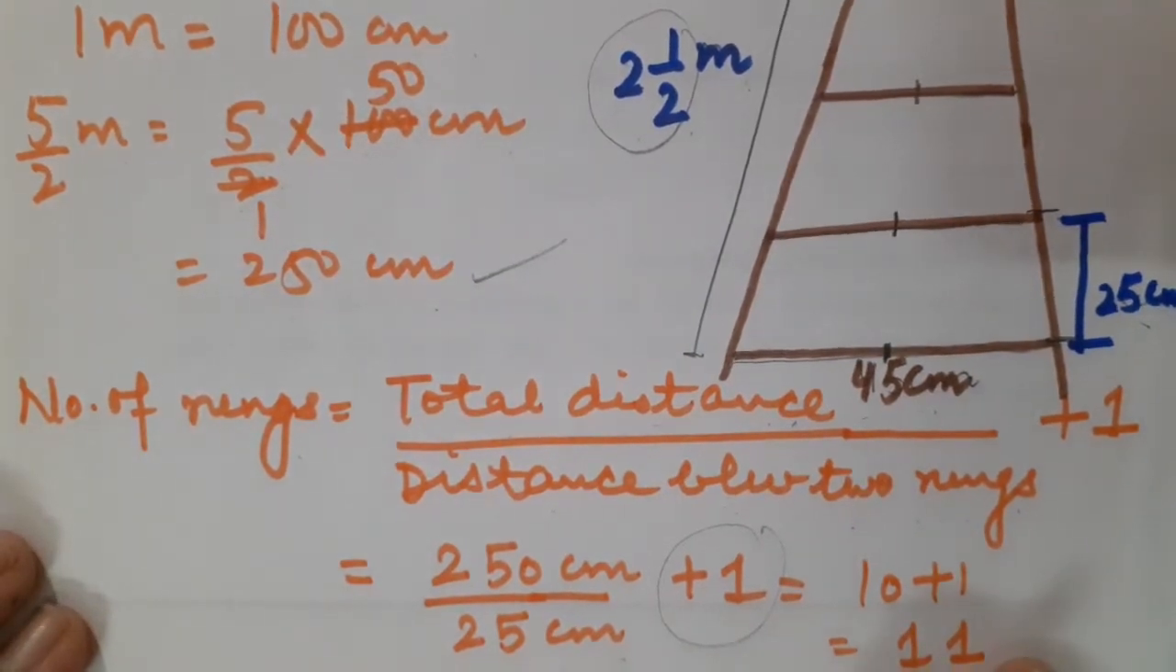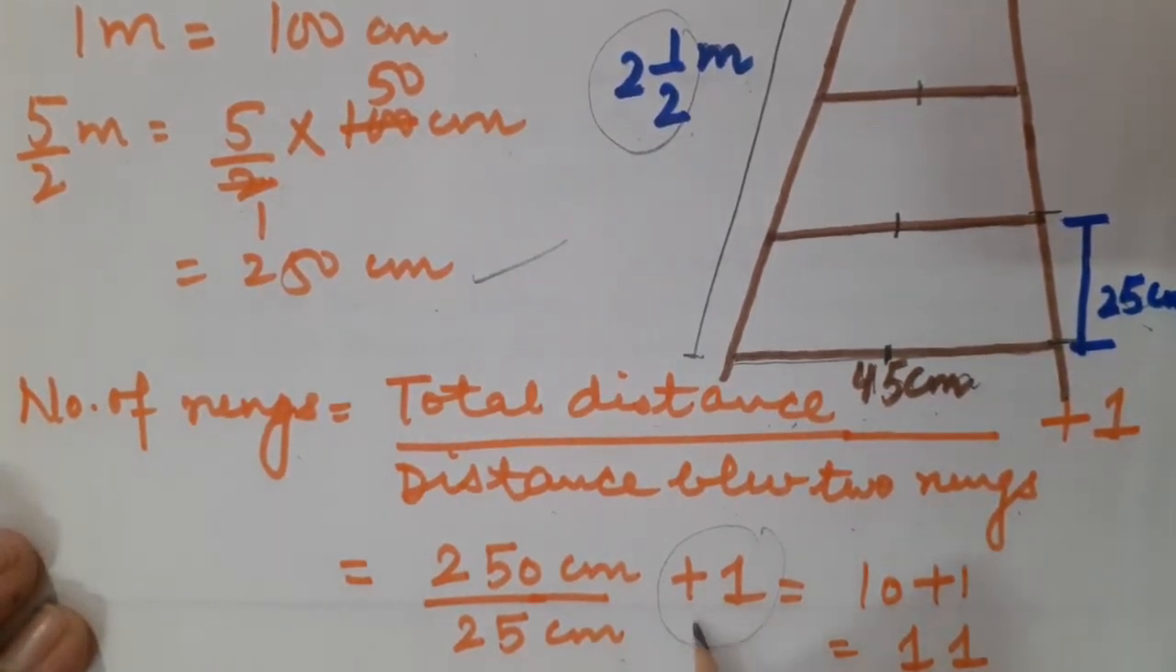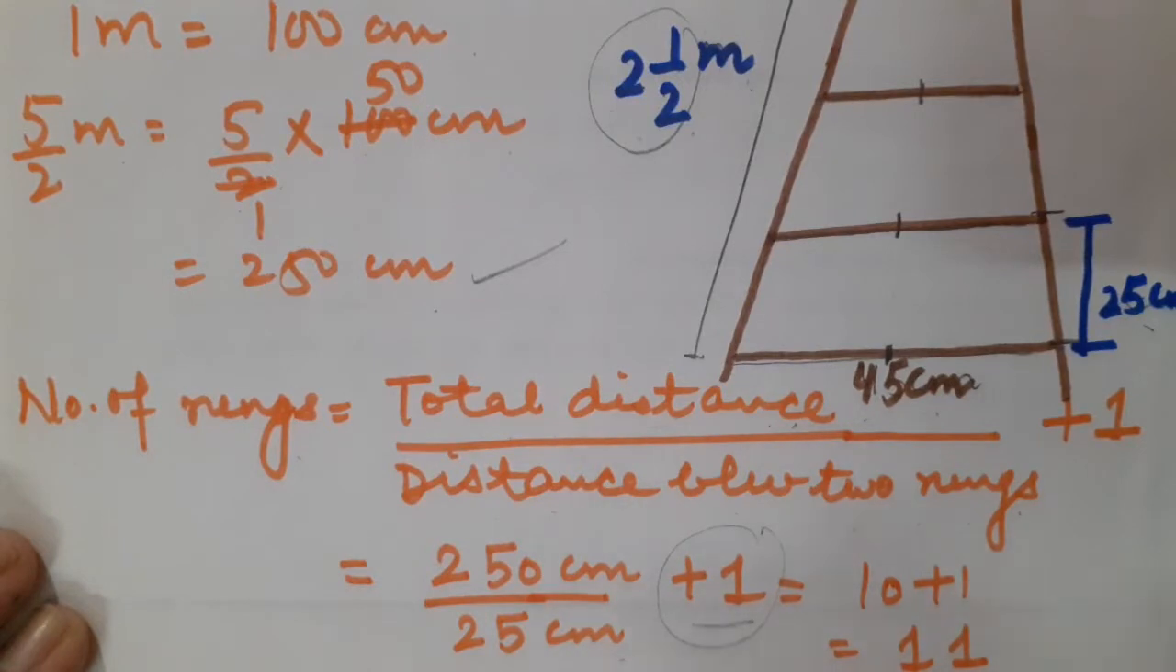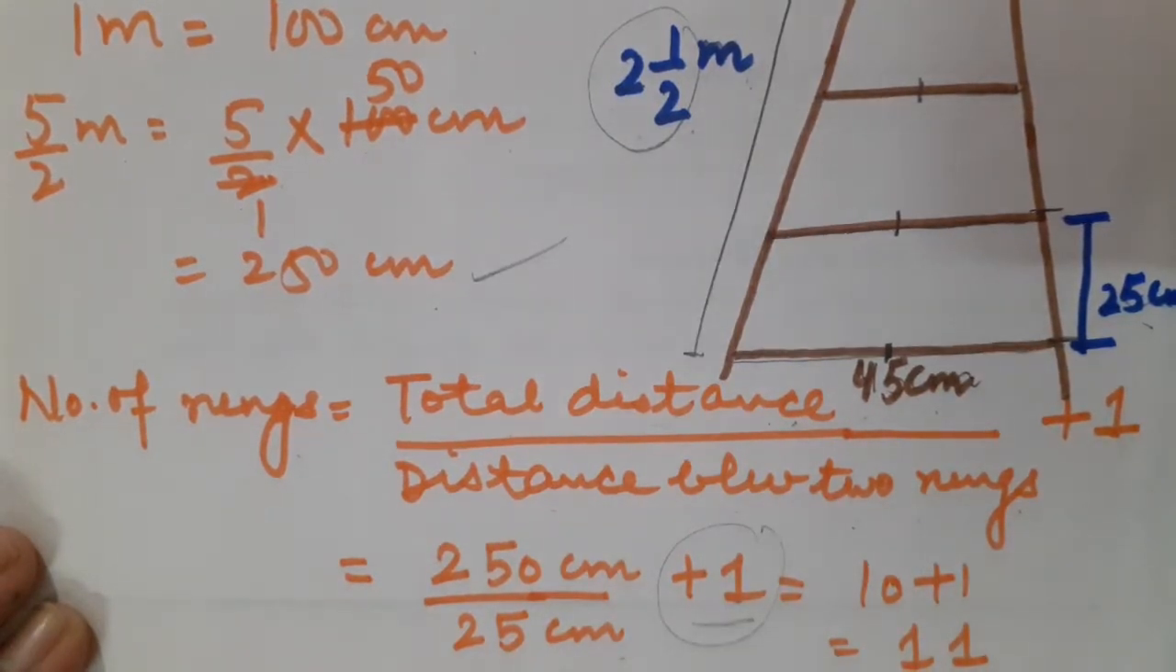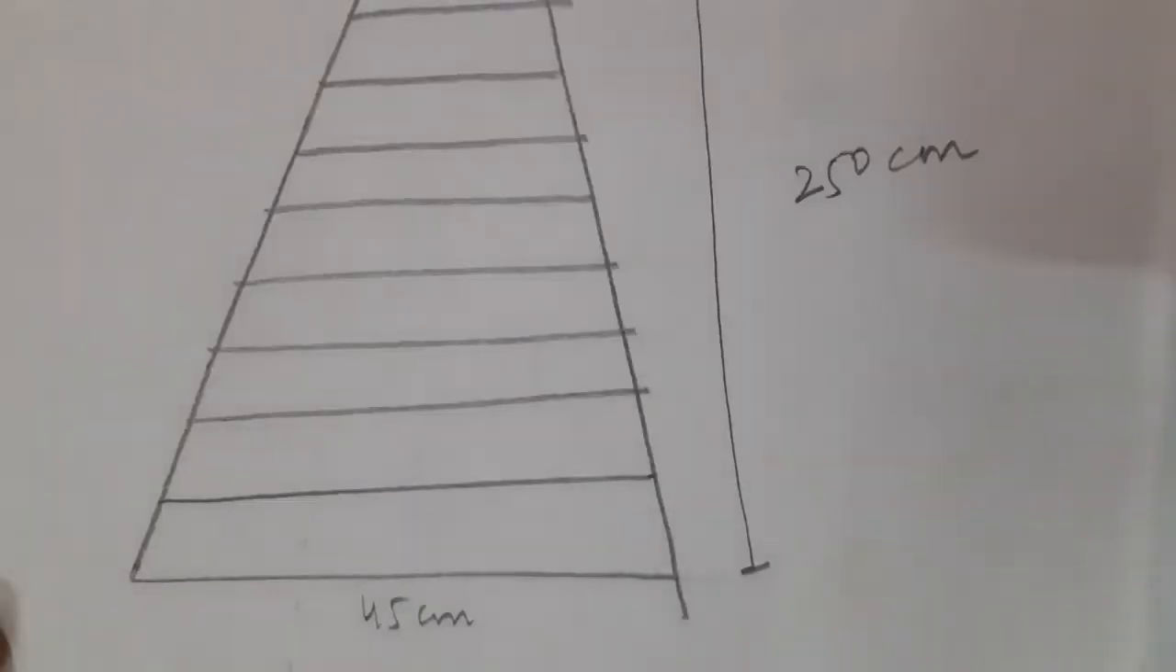Now this question may have come to your mind, why are we going to add 1? So for that I am going to explain to you. Please be alert. Please look at this ladder. This is the bottom rung, and what is the length of this bottom rung?